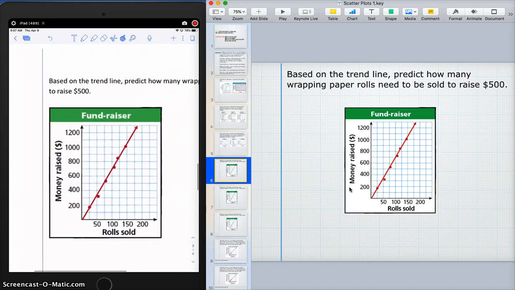$500 would be about right here, halfway between 400 and 600. So we are going to draw an arrow over to our graph at about $500. From there, we want to know at that point on my line how many rolls need to be sold. So I'm going to draw a line straight down to figure that out.